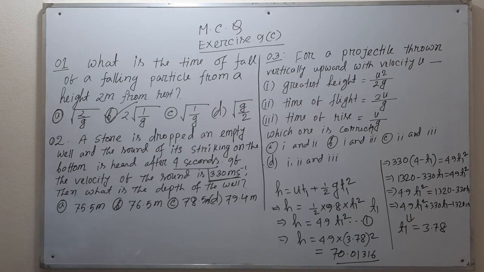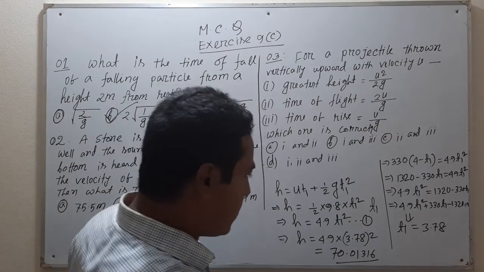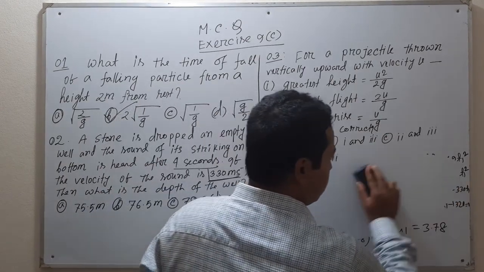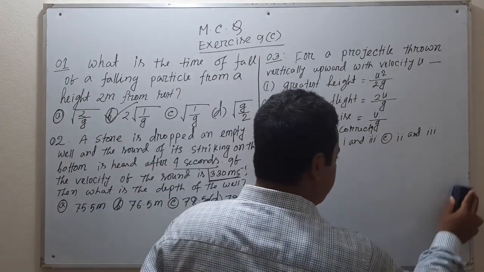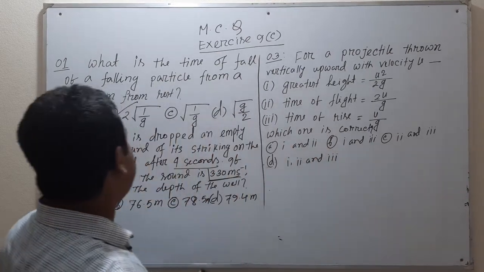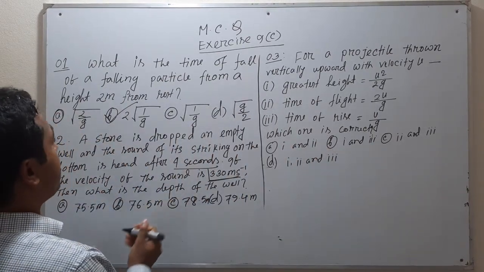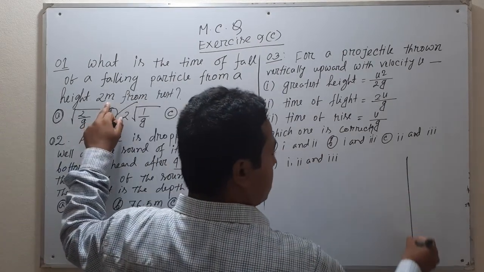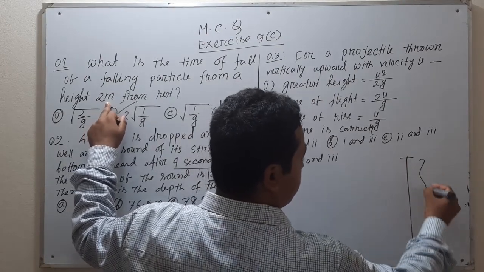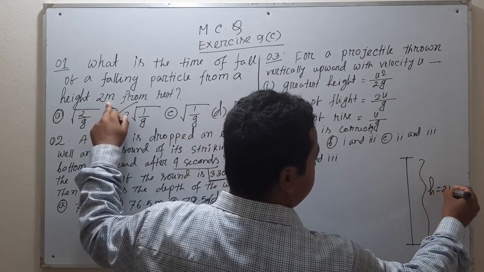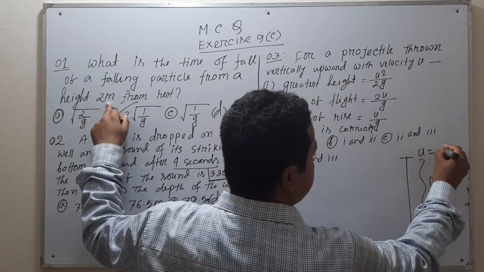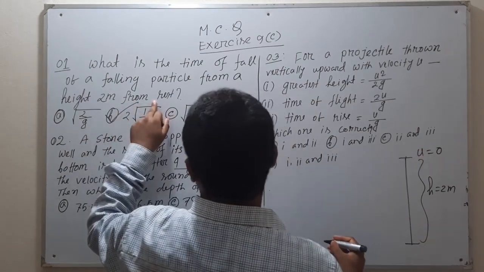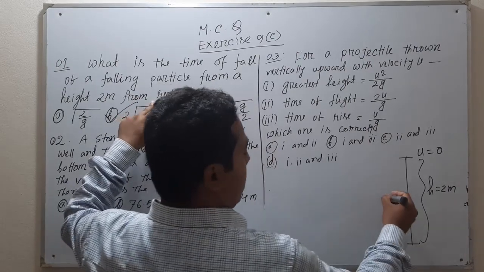What is the time of fall of a falling particle from the height 2 meter from the rest? If from the rest position, then what is the time of fall of a falling particle from the height 2 meter from the rest? Just think, h is equal to 2 meter, and initial velocity is equal to 0 because it is from the rest. And what will be the time?